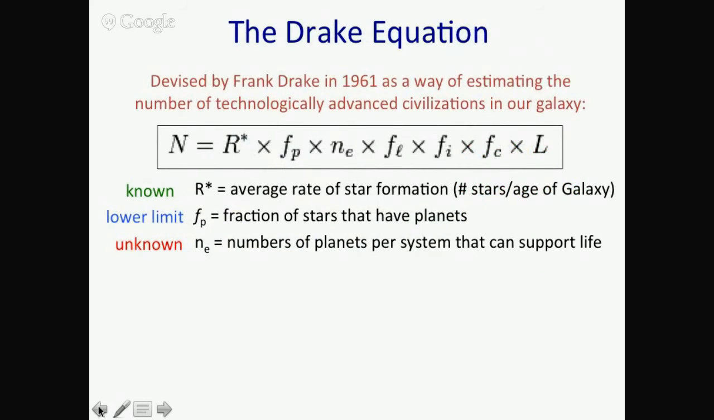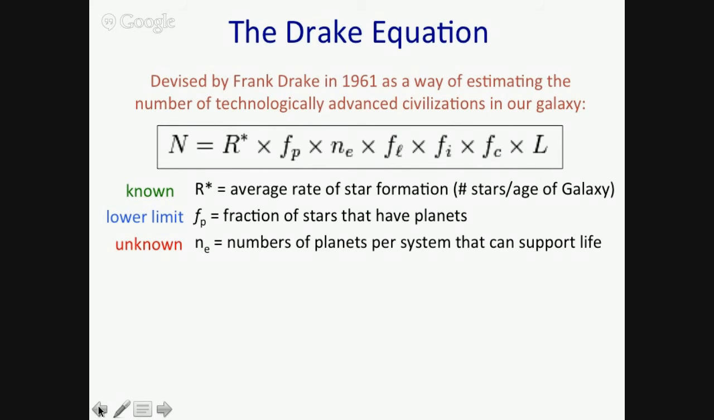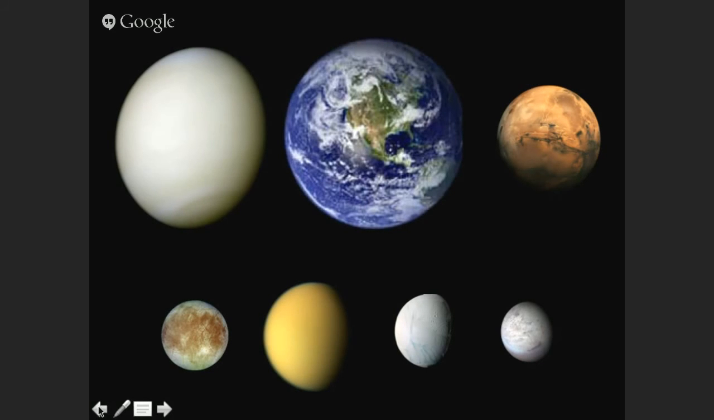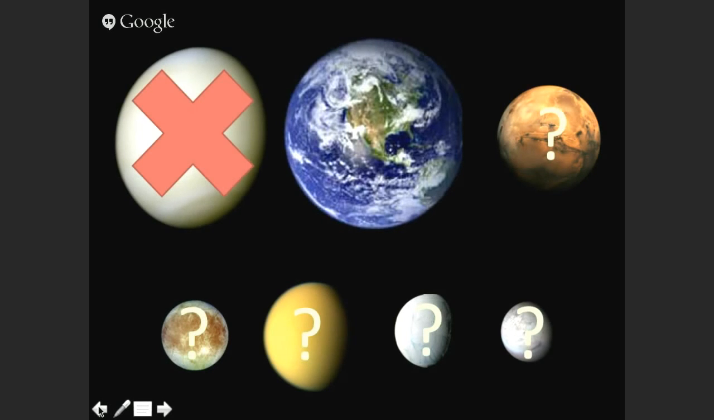After that, we start to get into some unknown numbers, right? So we may know the number of stars and the number of planets around each of the stars. We don't know how many of those planets can support life. We talked a little bit about this in our scale of the solar system. Here are the inner terrestrial worlds except Mercury, and here are four of the big moons out in the outer solar system. And we really can only rule out life on one of these, which is Venus. Venus is much too dry and much too hot to have life forms.